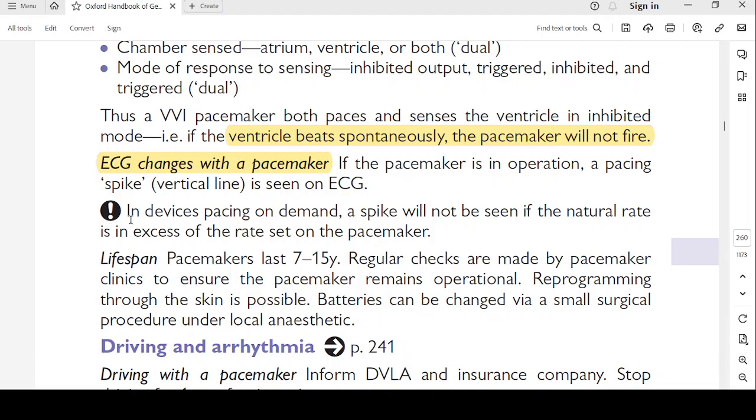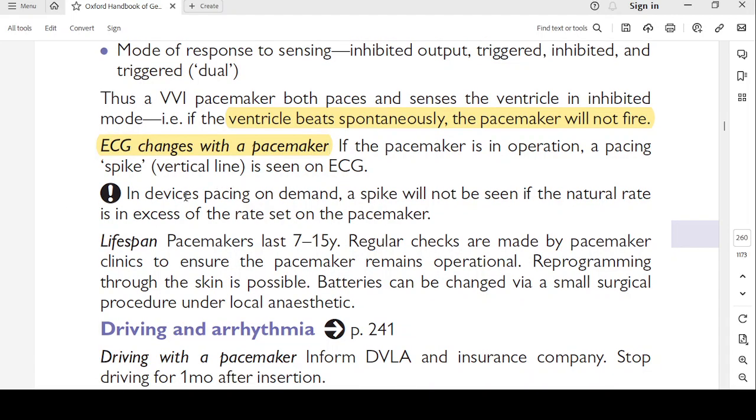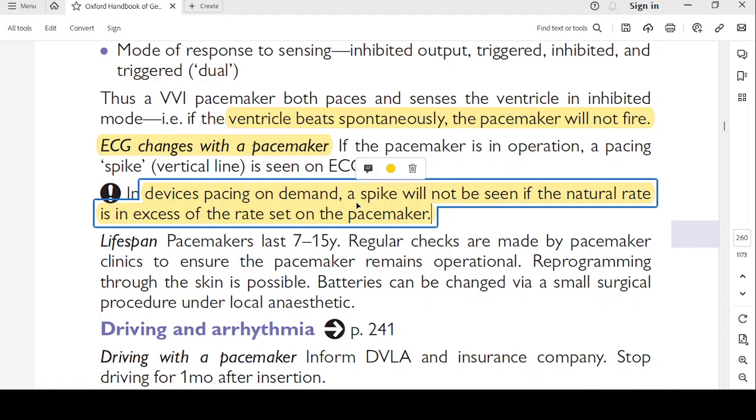In devices, pacing on demand: a spike will not be seen if the natural rate is in excess of the rate set on the pacemaker. Okay, so this is on demand pacing, that is, whenever there is either a bradycardia or a tachycardia, then only the device will pace. So when a normal rhythm is going on, there won't be a spike. When the natural rate is in excess of the rate set on the pacemaker, the spike will not be seen. When there is a bradycardia, then the pacemaker will be pacing and then only the spike will be seen.